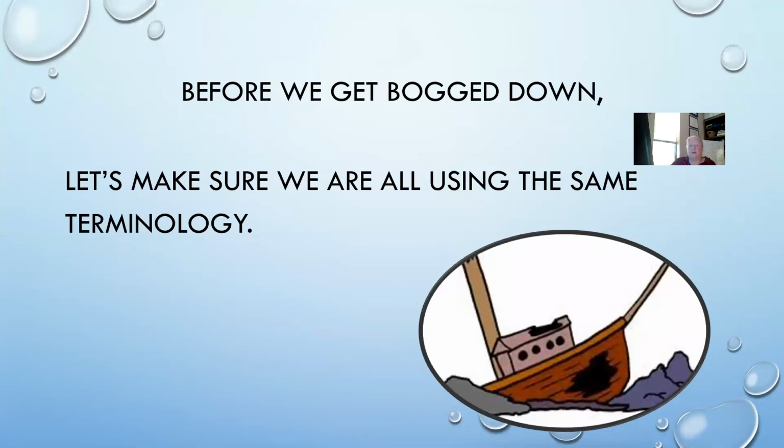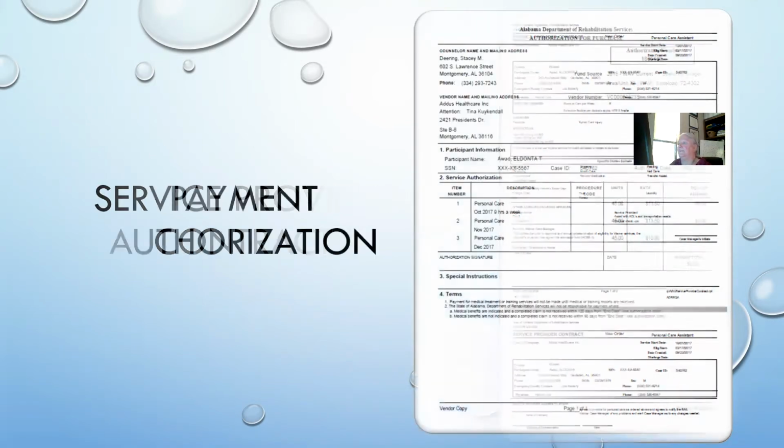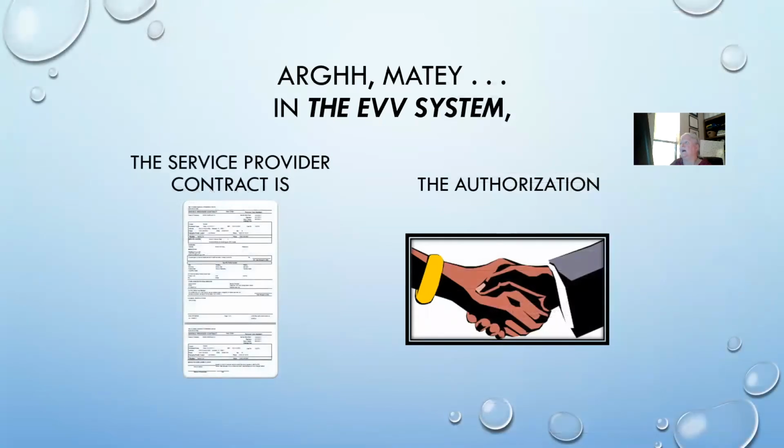But before we get bogged down, let's make sure we are all using the same terminology. The service provider contract. This is what you get from us, and it says right at the top, the service provider contract. Payment authorization. It says authorization for purchase right at the top. But in the electronic visit verification system, the service provider contract is the authorization.